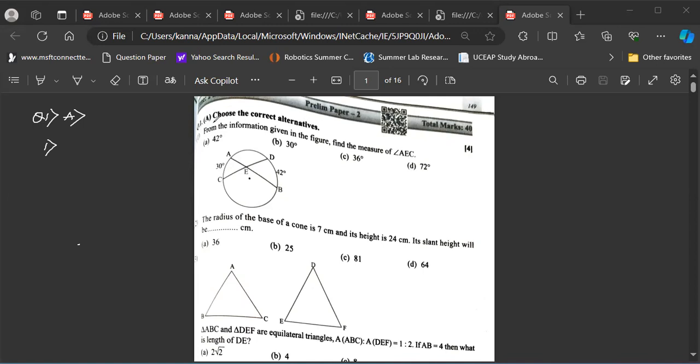Now, question number 1A, choose the correct alternatives. Question number 1 is choose the correct alternatives. From the information given in the figure, for the first question, find the measure of angle AEC.